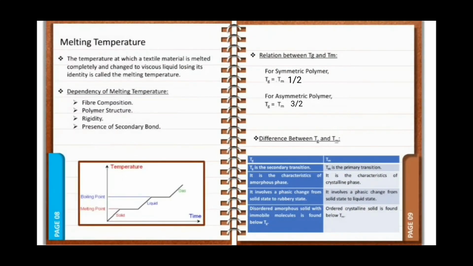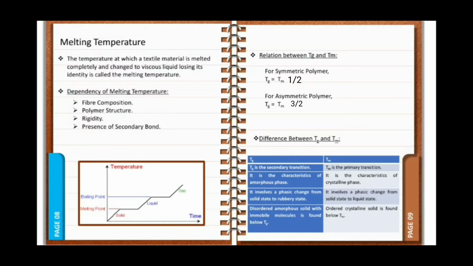Melting temperature. The temperature at which a textile material is melted completely and changed to a viscous liquid, losing its identity, is called melting temperature. We denote melting temperature as Tm. At melting temperature, textile materials start losing their strength and molecular weight. Some textile materials, cellulose and protein fibers, get decomposed before melting temperature.